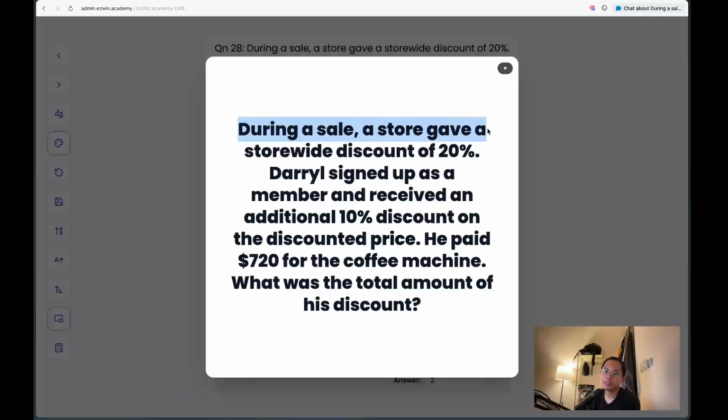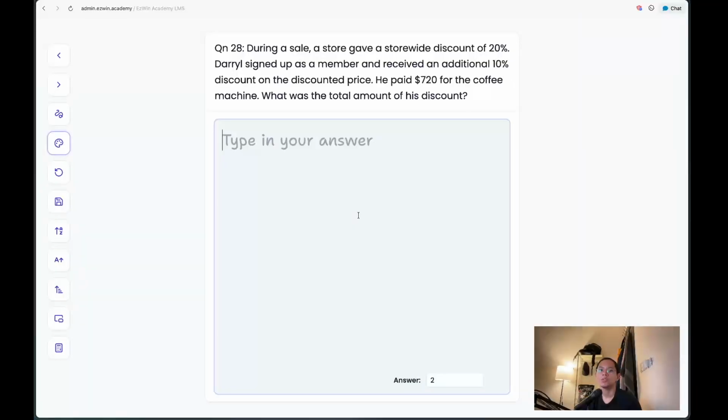Question 28. During a sale, a store gave a store-wide discount of 20%. Daryl signed up as a member and received an additional 10% discount on the discounted price. He paid $720 for the coffee machine. What was the total amount of his discount? So we know that Daryl paid, in percentages, is equal to... we need to understand something first.